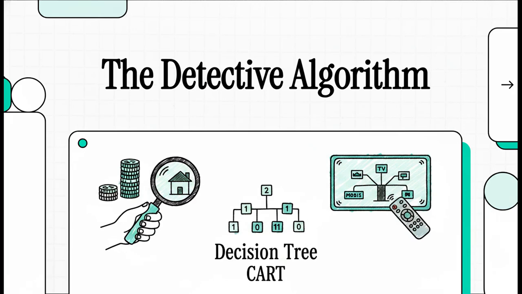Ever wonder how your bank decides if you get that loan? Or how a streaming service just knows what you want to watch next? Well, a lot of the time, the logic behind it is way more intuitive than you'd think. Today, we're going to pull back the curtain on one of the most powerful and surprisingly simple tools in all of machine learning, the decision tree, also known as CART.